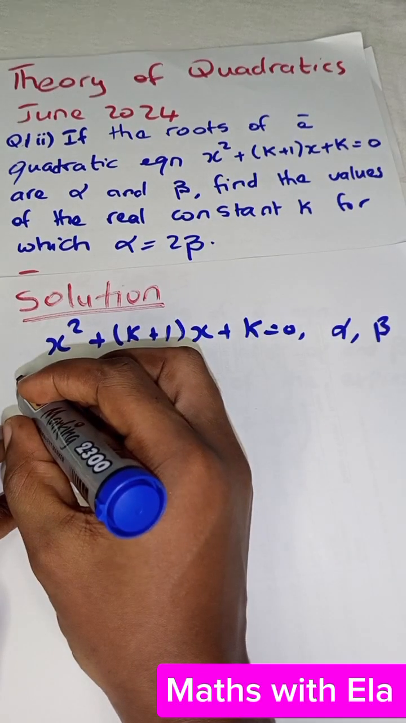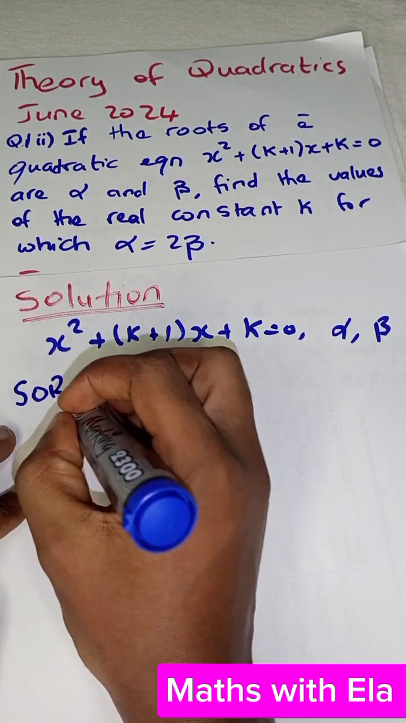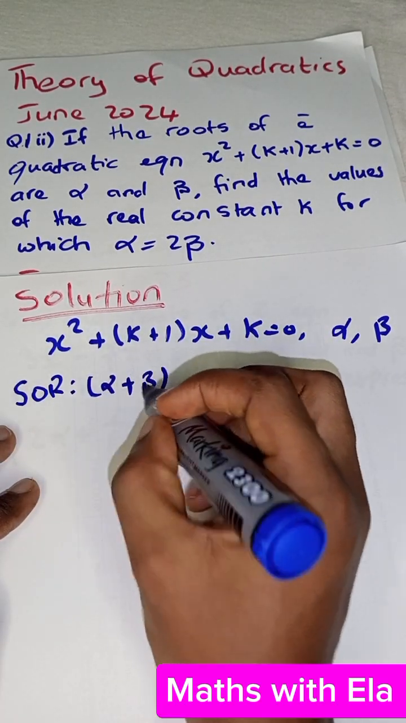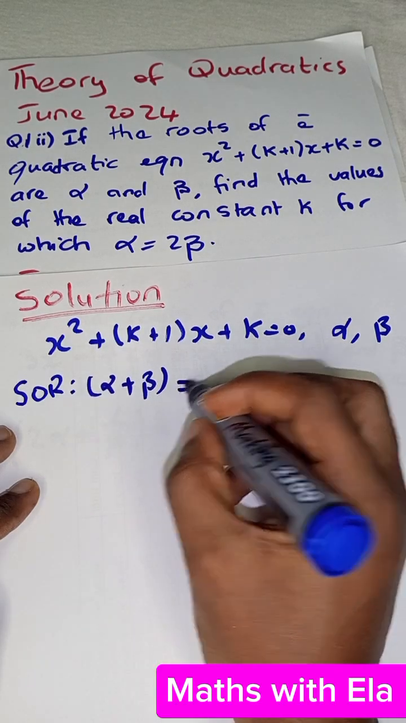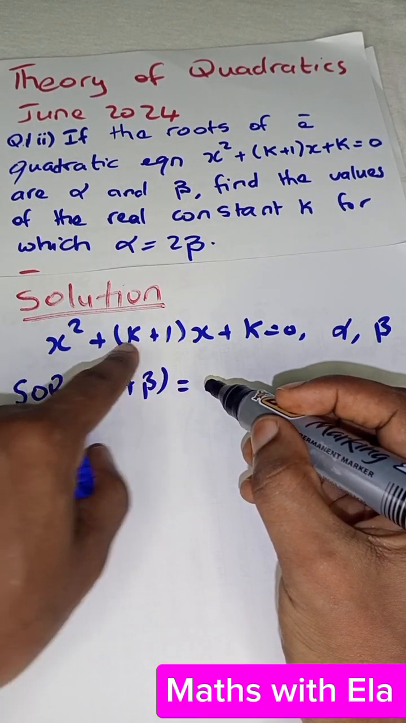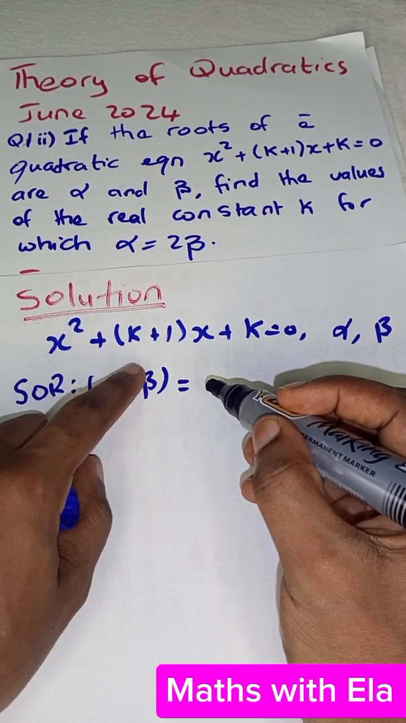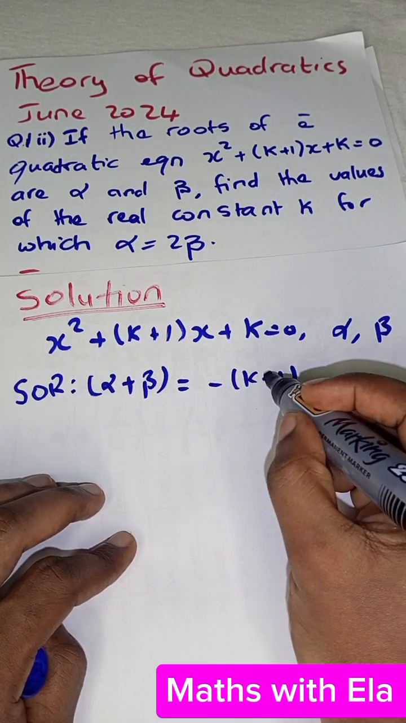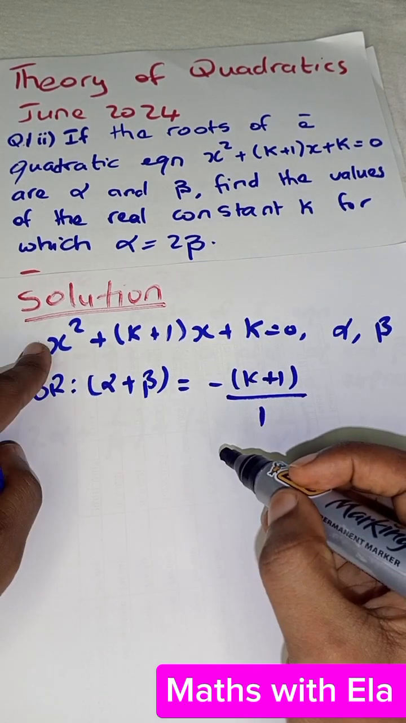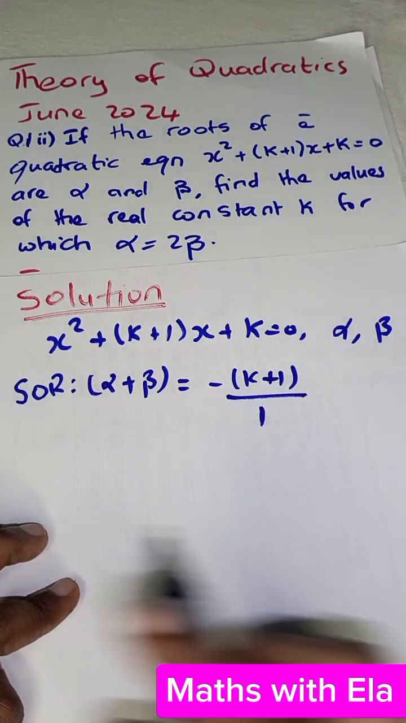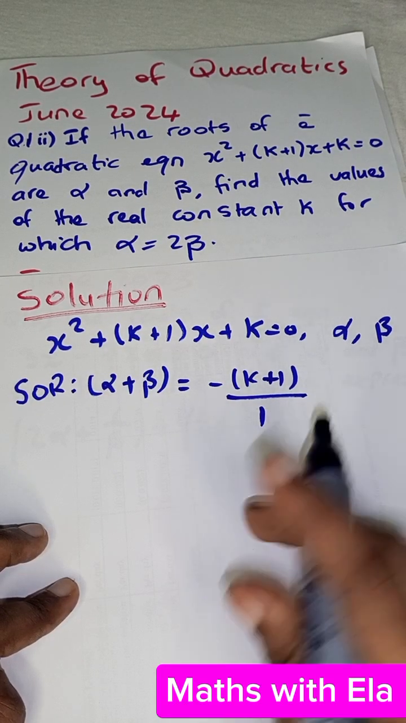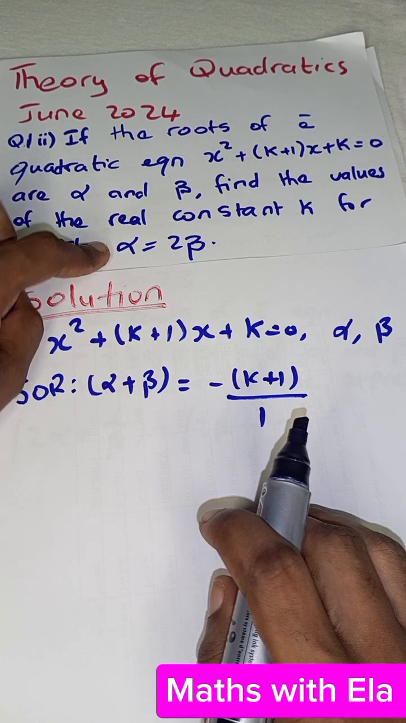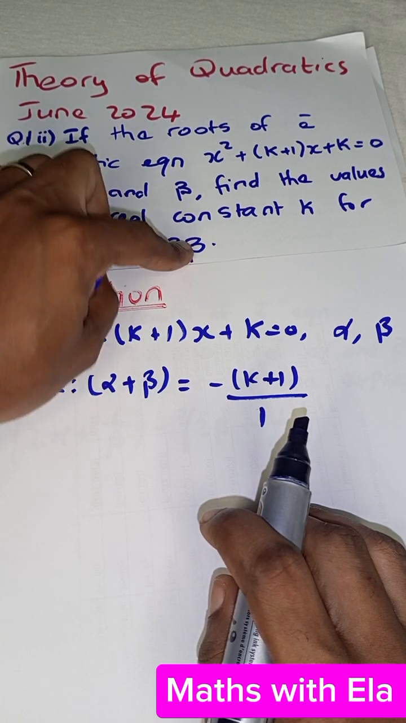So we are going to apply this here. First thing is to find the sum of roots. Sum of roots in this case, we said the roots were alpha and beta. So the sum of roots will be alpha plus beta, which will be negative b on a. b is the coefficient of the x term, that will be negative (k plus 1) on a. a is 1, the coefficient of the x squared term. And we have a condition on this root, which is that alpha is equal to 2 beta.